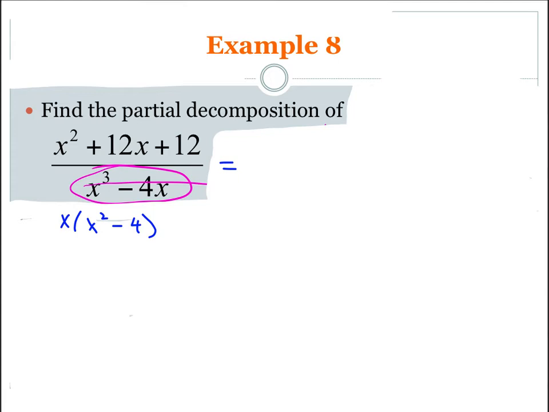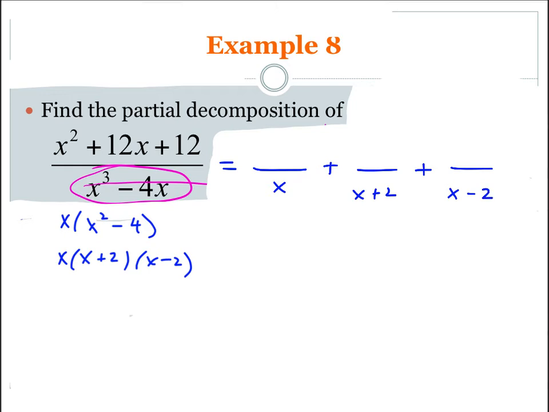And then how can we factor x squared minus 4? X plus 2 and x minus 2. Perfect. So our denominators on the right are going to be x, x plus 2, and x minus 2. And then on top, we're just going to put a, b, and c.